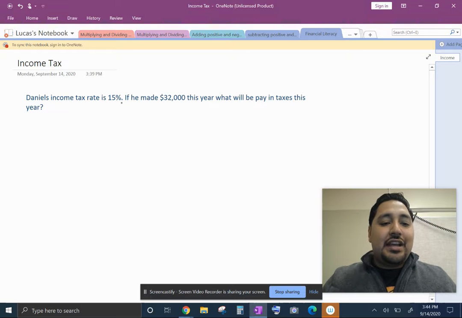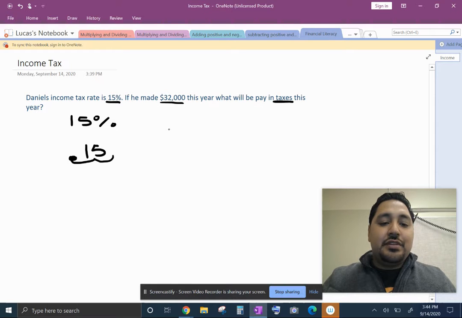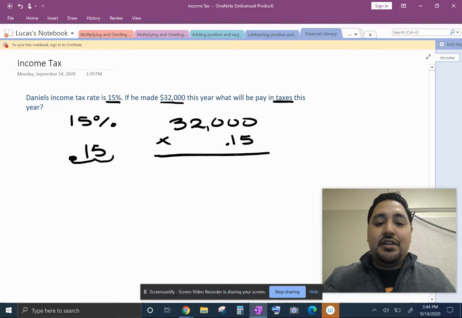And so Daniel's income tax rate is 15%. If he made $32,000 this year, what will he pay in taxes this year? So we want to know what he'll pay in taxes. So first, I'm going to take 15% and I'm going to turn it into a decimal. So that's going to be 1, 2. 15% as a decimal is 15 hundredths. And so I would take 32,000 times 15 hundredths, and I work it out.